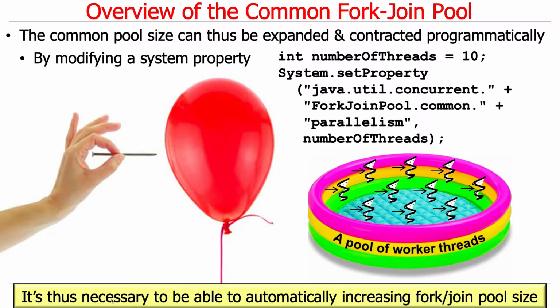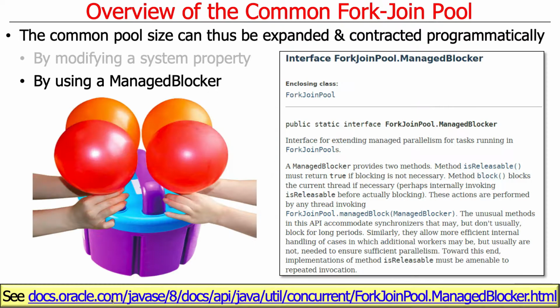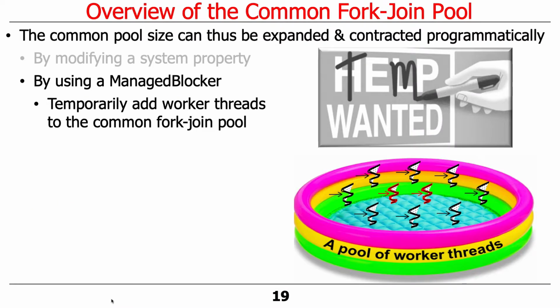Therefore, we may want to do something more dynamic, more automatic, to be able to increase and reduce the ForkJoin pool size in an adaptive way. The way you do that is by using something called a ManagedBlocker. As we'll see, a ManagedBlocker is an interface that gives you a couple of really simple methods that the common ForkJoin pool framework can use to decide whether to expand and ultimately later contract the number of threads in the common ForkJoin worker pool.